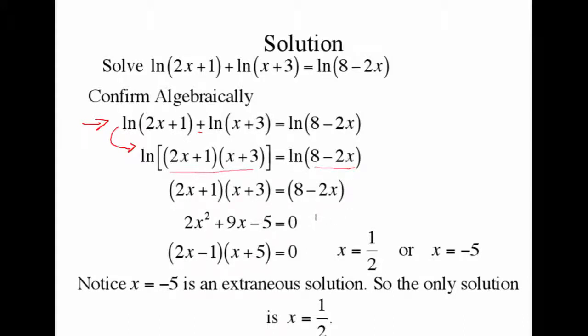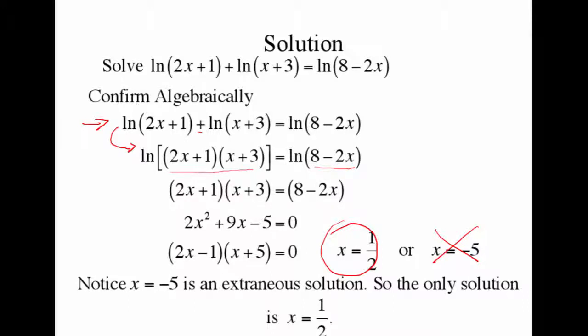And this becomes a quadratic situation. And so we use our quadratic solving tools, and we come up with two solutions, x equals 1/2, x equals -5. Now we know from the graphing calculator that x equals 1/2 is our solution. So the question is, why isn't this one a solution? It is an extraneous solution.